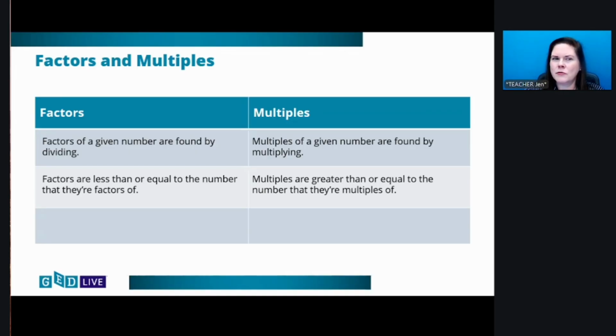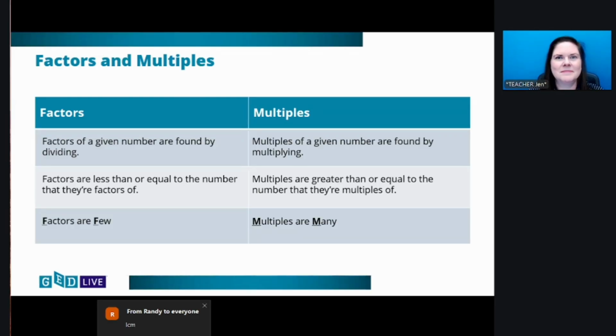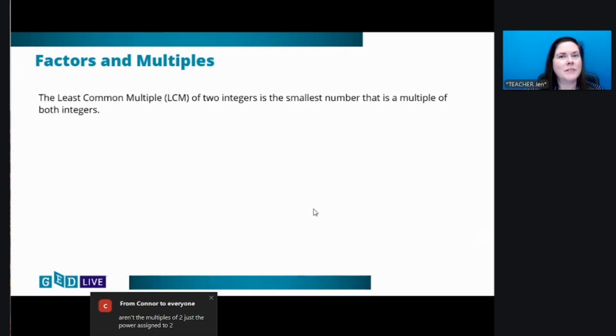Multiples start at the number itself and then move on up and up and up, higher and higher and higher. So a cool way to keep straight factors and multiples is to use a little mnemonic device. F for factors, F for few, M for multiples, M for many. Or I like to say a multitude of multiples, a finite number of factors. All right, so now we're going to practice getting the LCM, the least common multiple, which is a skill we worked on a little bit in Number Sense Part 1. But in order to add or subtract fractions, we have to come up with the LCM. Here's a reminder on screen about what LCM is.